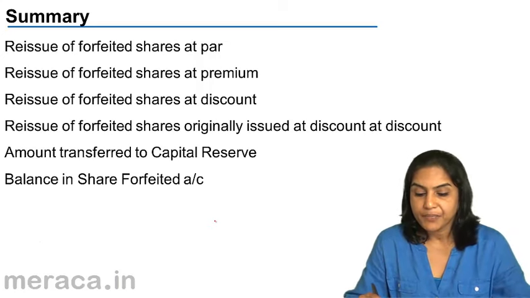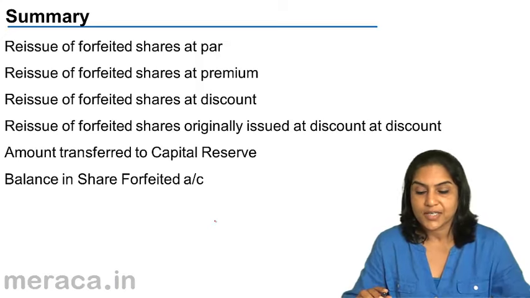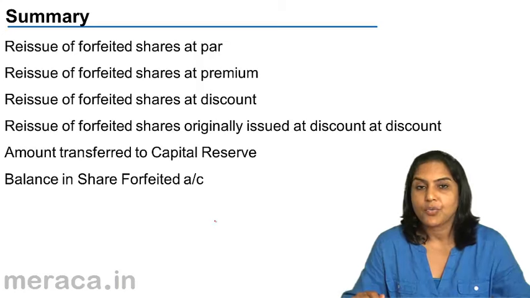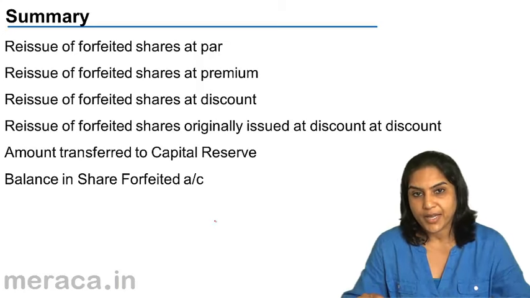A quick summary. Reissue of forfeited shares at par. Reissue entries are the same as for issue. What are they? Bank account debit to share capital, because that was at par.